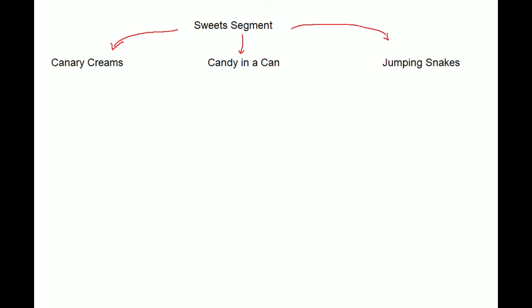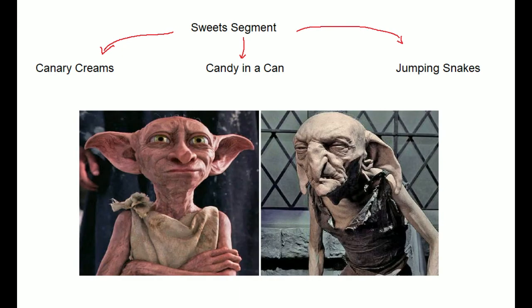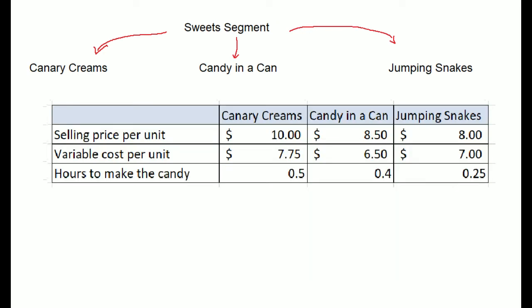Now there's another decision that is important and that we learn in chapter 11, and that's the constrained resources. So as we said before, one of the segments of this shop is the sweets, and there are 3 different sweets that they sell. There's the canary creams, the candy in a can, and jumping snakes. Unfortunately, they don't have enough elves to make these sweets. Thus, direct labor hours is the constrained resource. This is the data for these sweets.